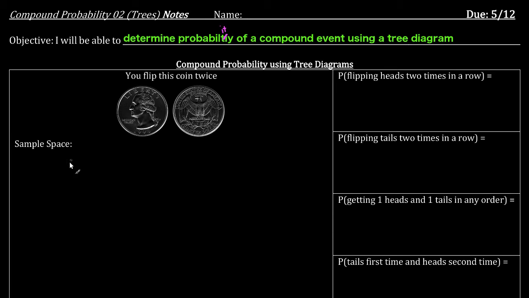So I'll show you how we did it last time. We're going to flip this coin twice. It could be a heads or a tails when we flip it. Heads or tails the first time, and then you can get a heads or a tails the second time. If you get heads, you can get another heads. So you can get a heads and then heads, or tails and then heads, or heads and then tails, or tails and then tails.